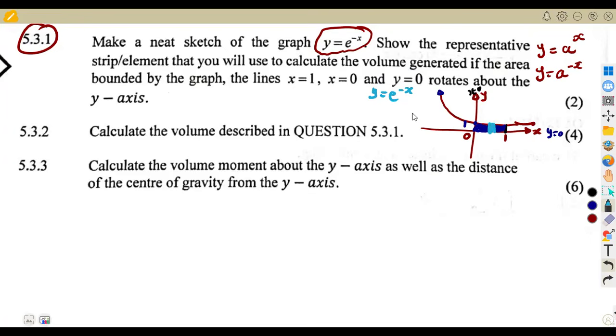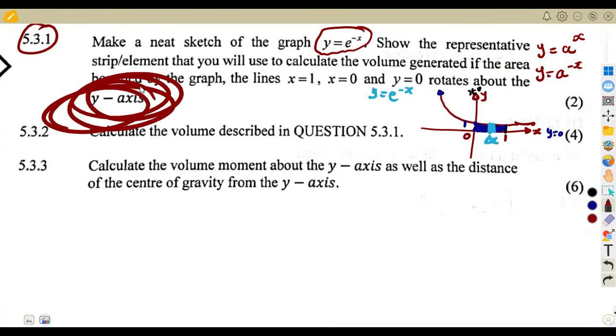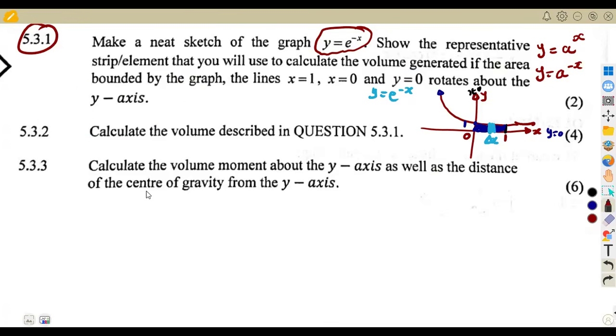In the x, so that we use y is equal to e to the exponent of x, because the representative strip is for what? It's for x, and the limits there will be for x. So that is what we can have on that part. Like I said, the representative strip is not controlled by the statement that it rotates about the y-axis. No, it's not about that. The rotation about the y-axis affects the volume generated.